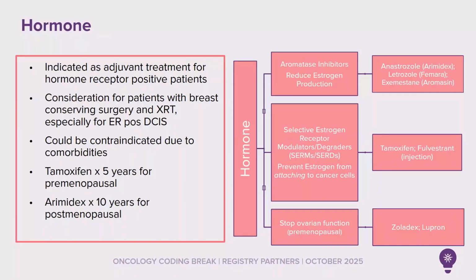The chart to the right shows a few different categories of hormone treatment and some common agents. The aromatase inhibitors work by reducing estrogen production. The selective estrogen receptor modulators and degraders, these agents work by preventing the estrogen from attaching to the cancer cells. And then a few agents that stop ovarian function are Zoladex and Lupron.